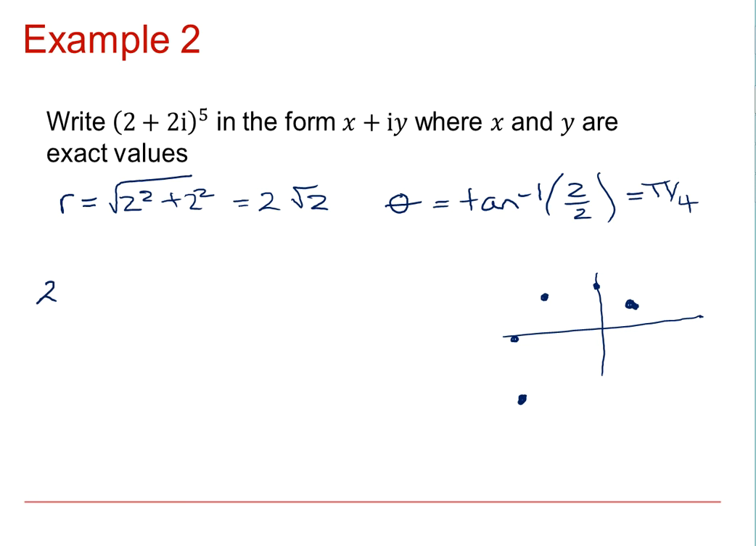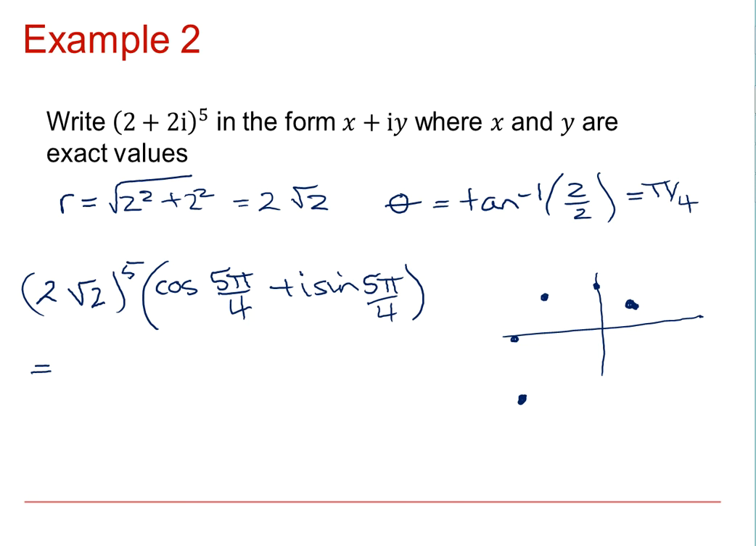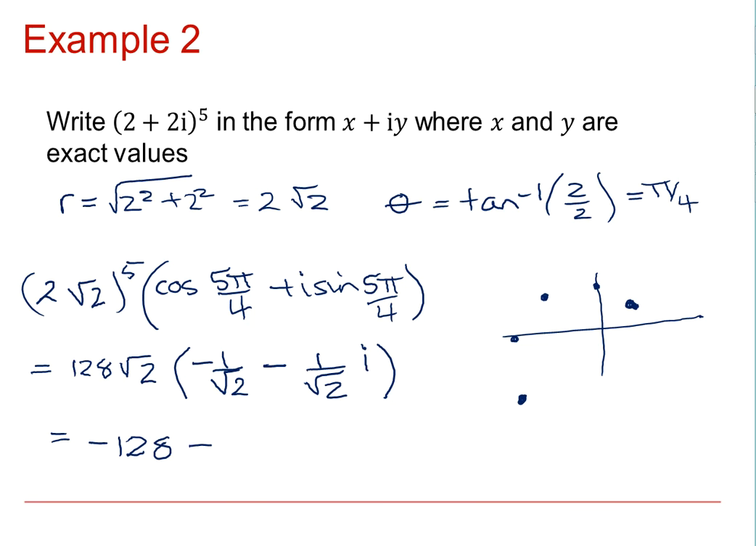So we've got 2 root 2 to the power 5 cos of 5 pi by 4 plus i sine 5 pi by 4 using de Moivre's theorem, which will give us 128 root 2. And then, given that we want to put it back into x plus iy form, and we know we can work out the values of cos 5 pi by 4 and sine 5 pi by 4, we could tidy that up to being minus 128 minus 128i.